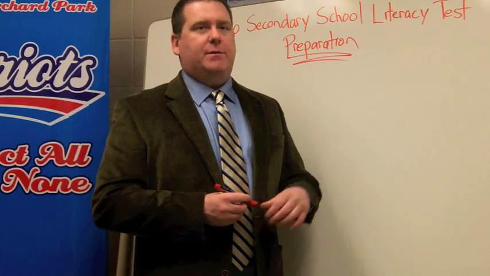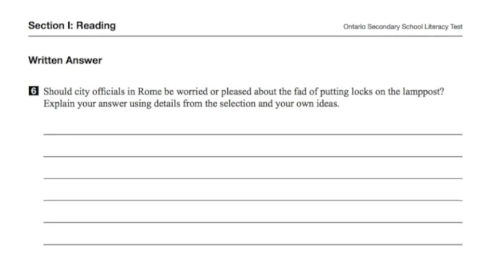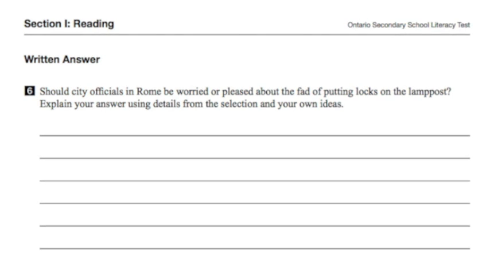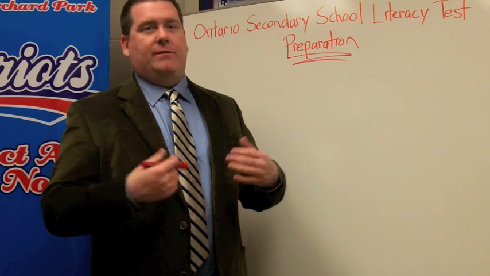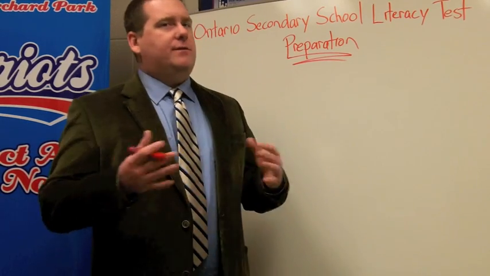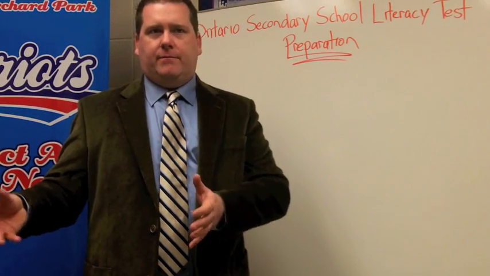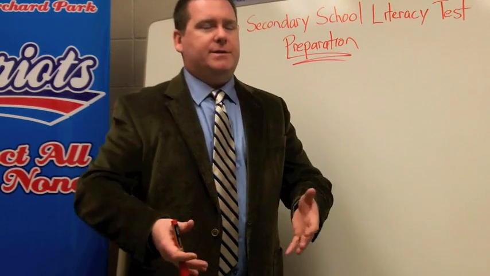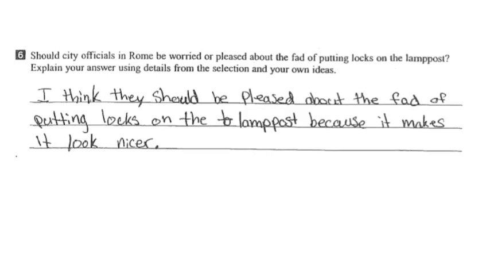Leave those sorts of details out. One of the things you're going to want to do is to be sure that you've actually answered the question that you've been asked. This is another important step. If it asks you, should city officials in Rome be worried or pleased about putting the locks on the lamppost, make sure that you actually answer that question. So in this case, you might want to say, city officials should be worried because. That's a good start. It clearly answers the question, and it establishes that you're going to provide an explanation. On the other hand, you may disagree, and you could say, city officials should not be worried because, and then provide an explanation. Use a detail taken directly from the text.